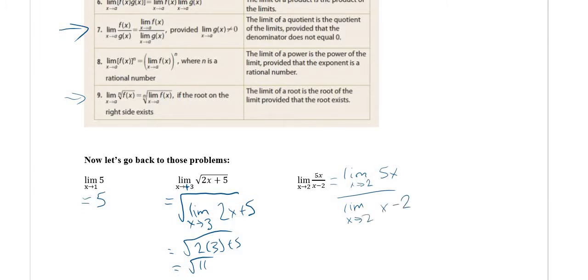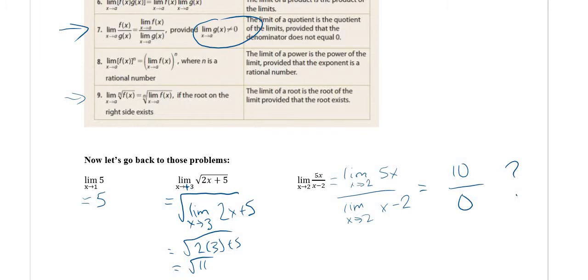But you're going to start to notice a big problem here. On the bottom, we're still dividing by 0, which according to rule 7 is a big no-no. So we can't do that. In this case, we're going to have 10 over 0. So we're still a little bit stuck here.